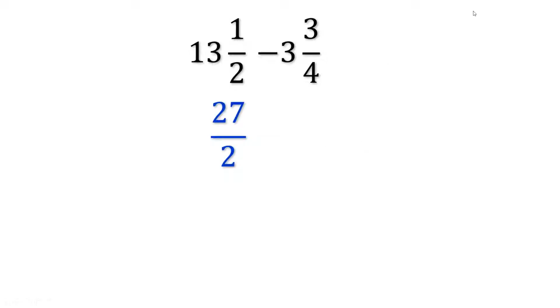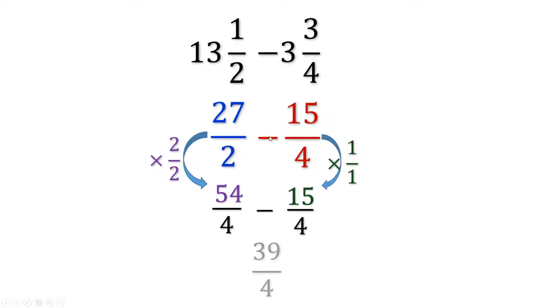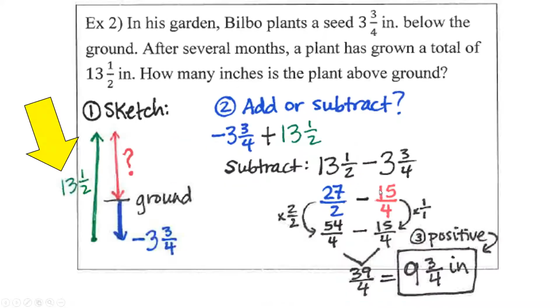So traditional method is change this number to improper, change the other number to improper, and now we need a common denominator. So we're going to need to change this one into fourths. 2 times 2 is 4. 27 times 2 is 54. This one stays the same because it's already fourths. And then we are subtracting. 54 minus 15 is 39/4. 4 goes into 39 9 times with 3 left over. So we get our answer of 9 3/4 inches again.